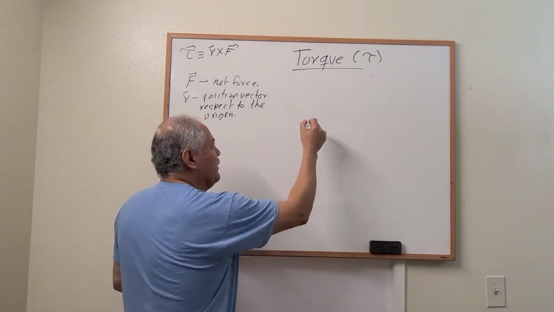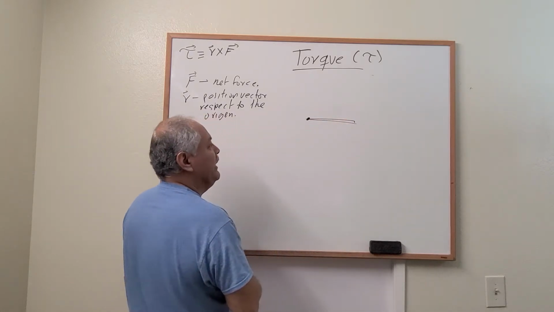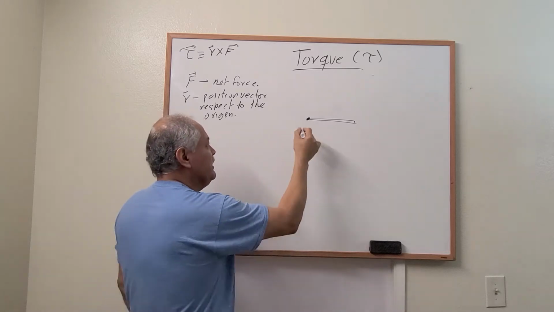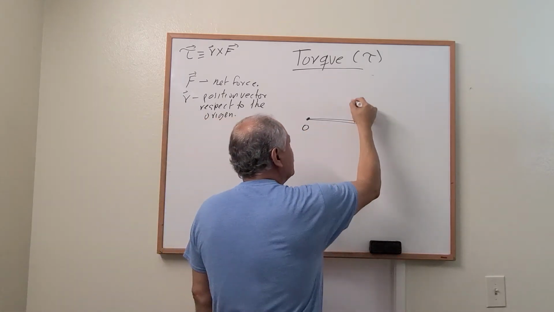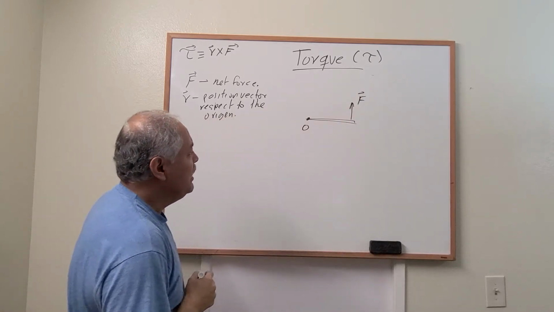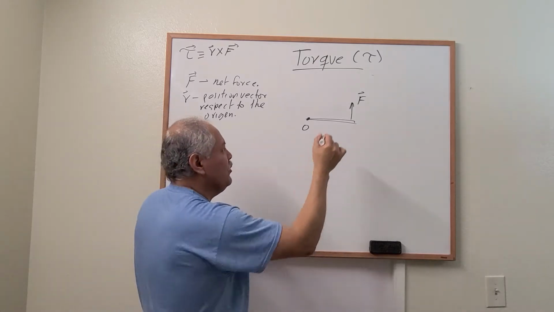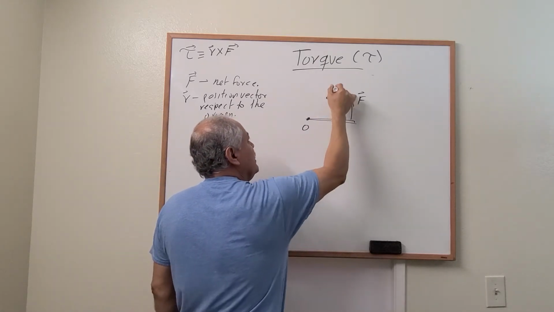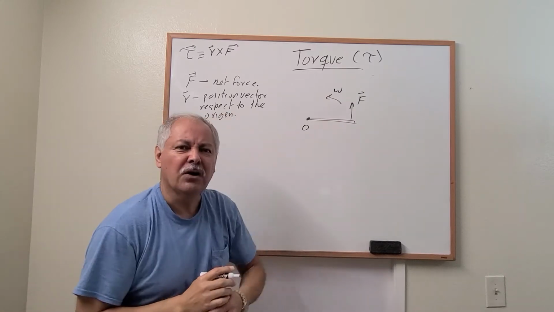Imagine, for example, we have this object, and we want to rotate this object. This is the x rotation, the origin, and we apply a force in this direction, F. Now, we create a rotation in that direction. Perfect. But what happens if we change the position of the force?